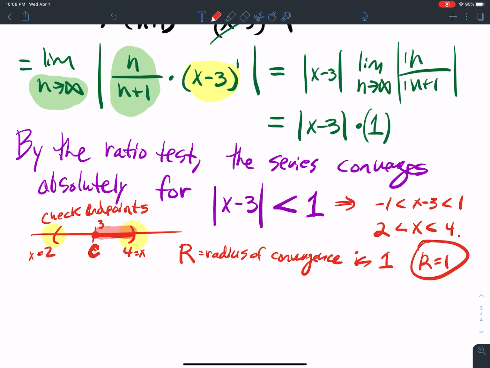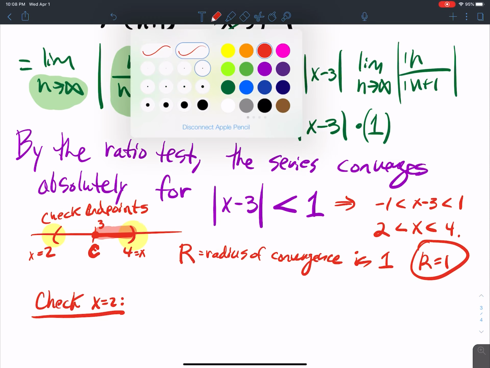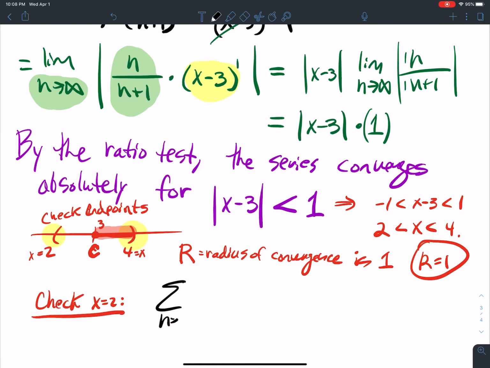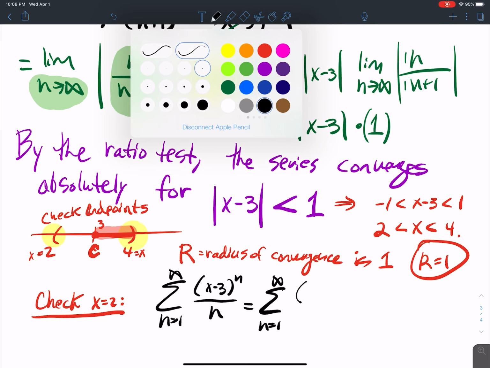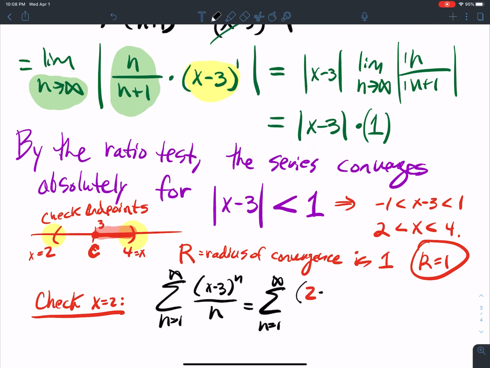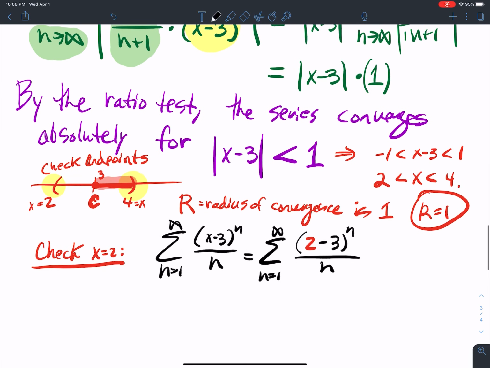So, let's test at the endpoints. How do we test at the endpoints? All right? Check x equal to 2. If I plug 2 into my series, the sum from n equal 1 to infinity of (x minus 3) to the n over n, this becomes the sum from n equal 1 to infinity of (2 minus 3) to the n over n, right? So what does this equal? This is the series sum from n equal 1 to infinity of (negative 1) to the n over n.